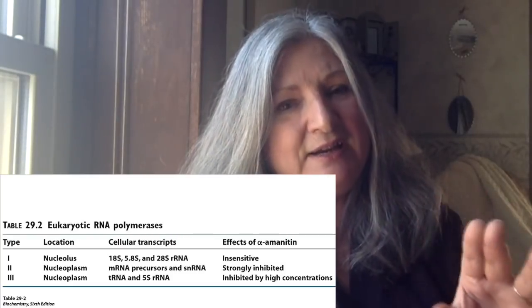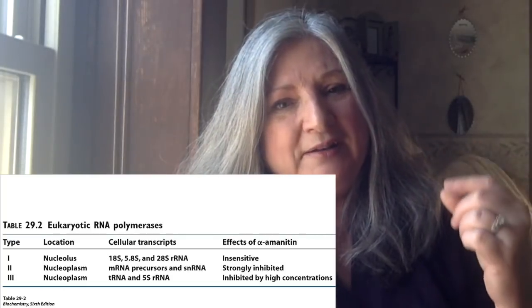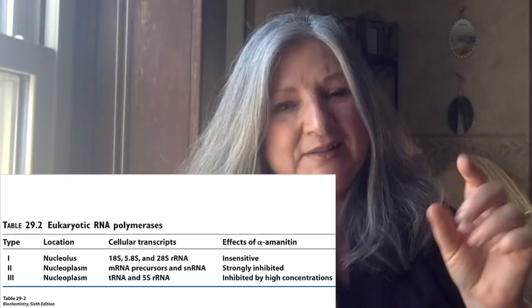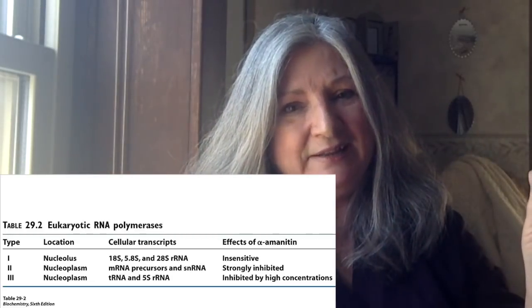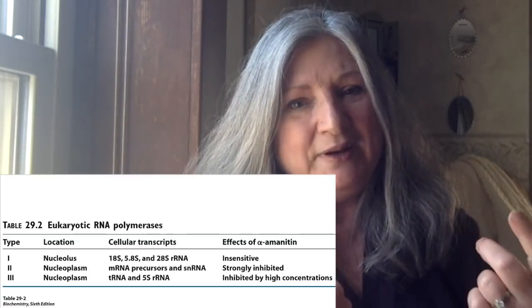We're going to concentrate on Pol2 transcription, but let's talk about what Pol1 and 2 and 3 do. The Pol-1 RNA polymerase transcribes ribosomal RNA. This is 18S, 28S, and 5.8S.